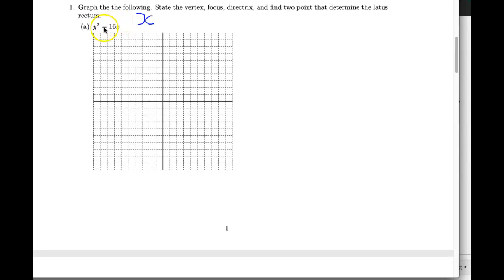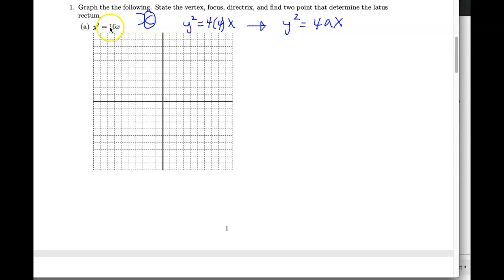And since we can rewrite this as y squared equals 4 times 4x, we see that the equation is written in the form y squared equals 4ax. And whenever the y is being squared, it's going to be a left-right direction for the parabola. And since the a is positive, it's going to be the rightward facing parabola. When the a is negative, it's going to be the left facing parabola.